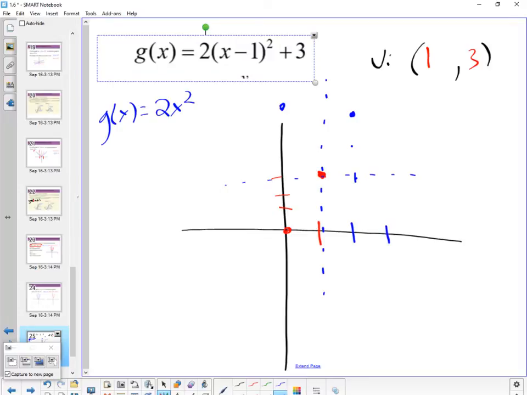Then I think, okay, what about 2 units away? 2 squared is 4. 4 times 2 is 8. Then I can go way up there. And then I would just sketch my parabola from those points. Did everyone see what I did with that? Okay, that's all I got for you guys today.